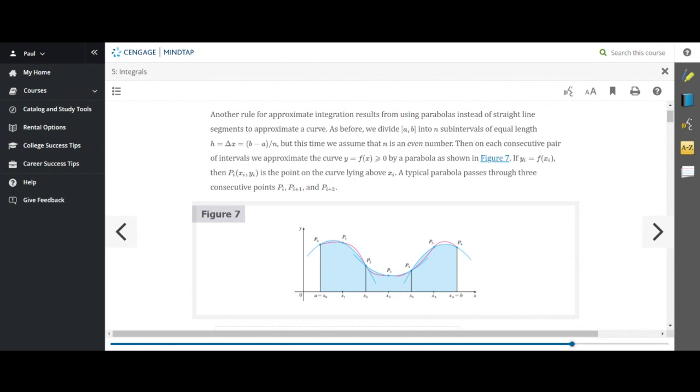Now, all of these methods have formulas that go with them. And actually, hold on just 1 minute. Let me bring up the formulas. The formulas for the approximate integration are in our textbook. They're in the textbook in section 5.9. Okay, they're in there.